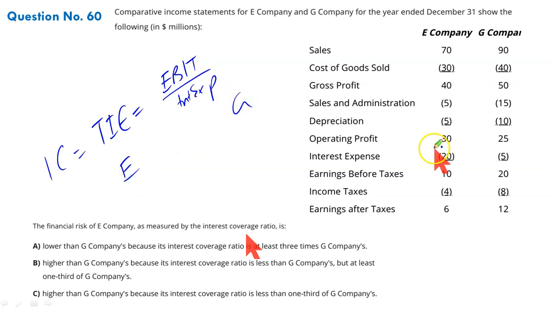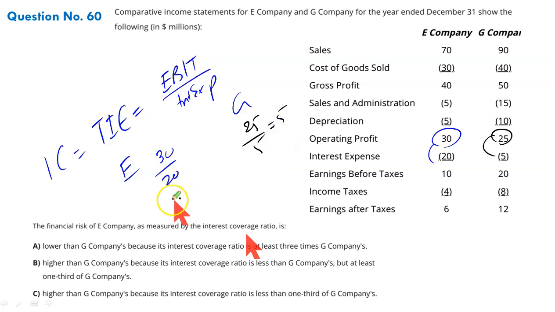For E, it's operating profit divided by 20. That is 30 by 20. For company G, it is 25 operating profit, earnings before interest and tax, divided by interest expense of 5. So 25 by 5 is 5. If you simplify, E is going to be 1.5, and G is 5. Now it means that company G is in a more comfortable position than company E.